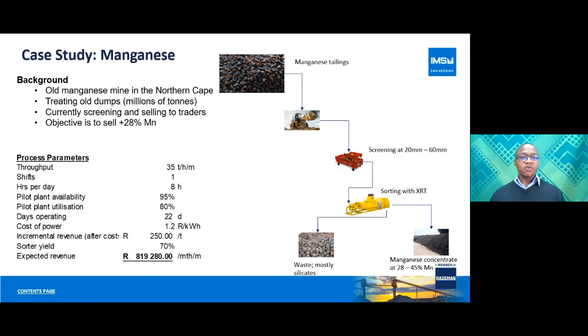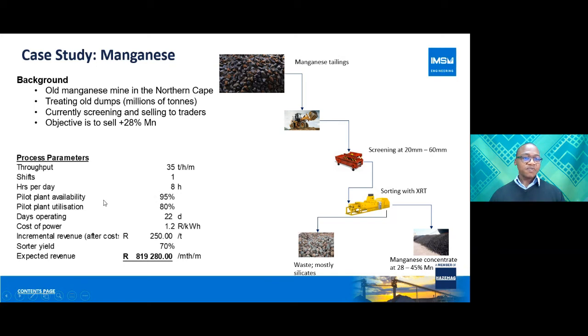One of the projects that we're currently working on at IMS is an old manganese mine in the Northern Cape, where one of our clients is currently treating old dumps. At the present moment, it's a simple process. They're currently screening the old dumps and selling manganese at a 28% manganese content. So what we've recommended is the installation of a sensor sorter. And what we found in our test work is that we can remove mostly silicates from the ore, producing a manganese content of up to 45%.